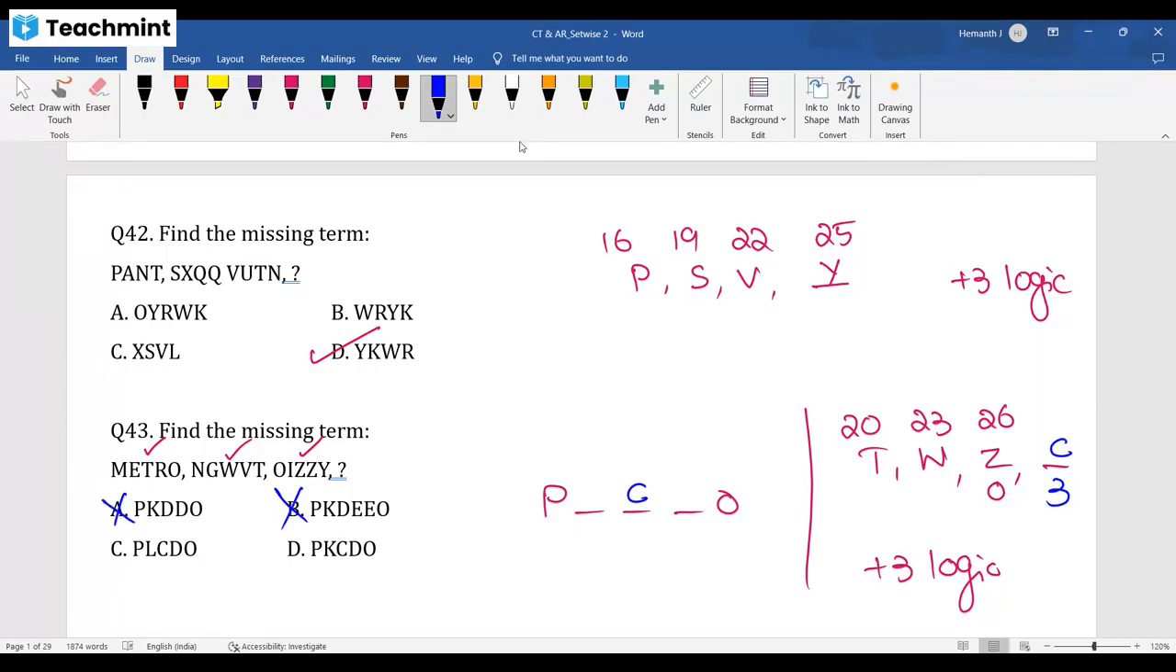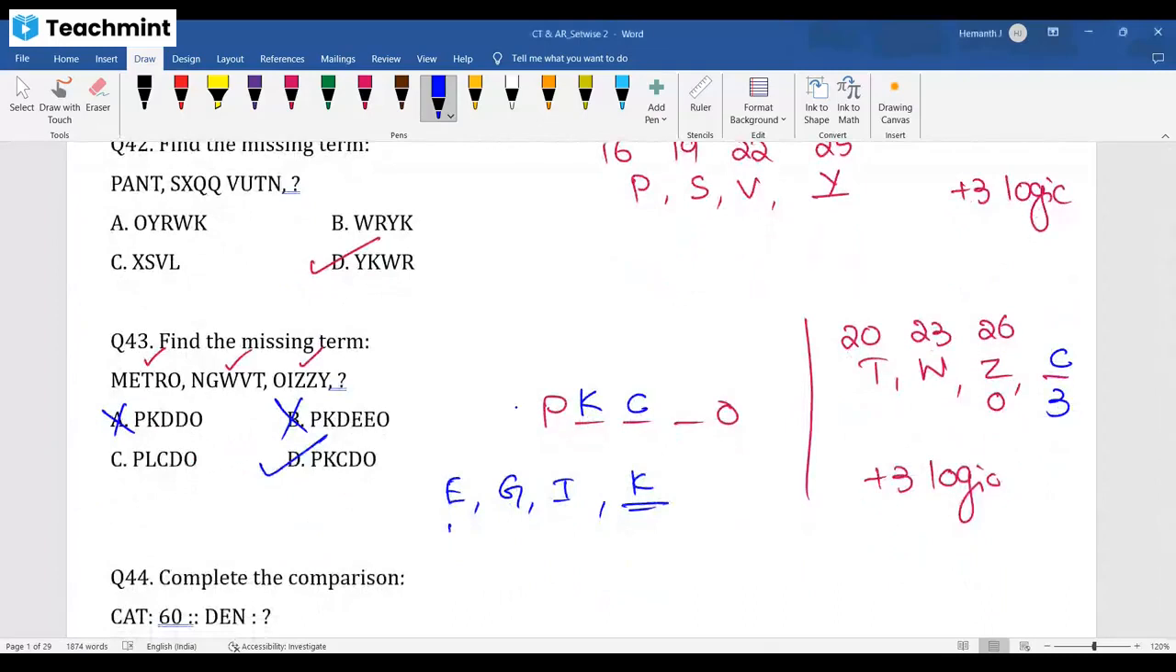Next, see the second letter now. If we see the second letter, E, G, I, next should be K. Second letter must be K. So you don't do entire things. Try to understand. Okay, in this way. P, K, C, D, O. Not L, K. This is 5, 7, 9, next 11. All odd numbers, not L.